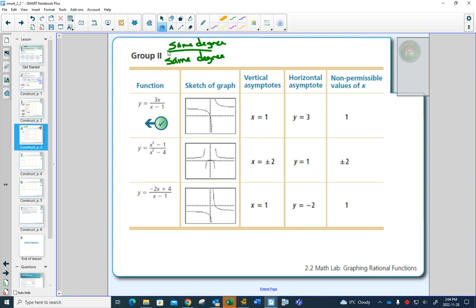That's how you did it, and on your graphs, I'd like you to draw a dotted line there for an asymptote, dotted line there. This one has a dotted line there for an asymptote, one there, and one there.